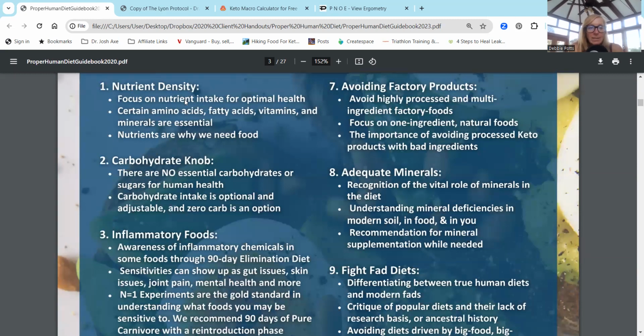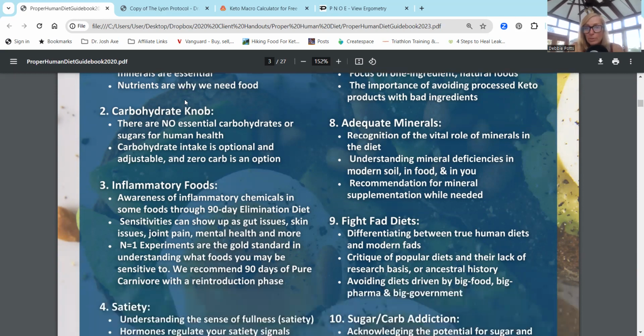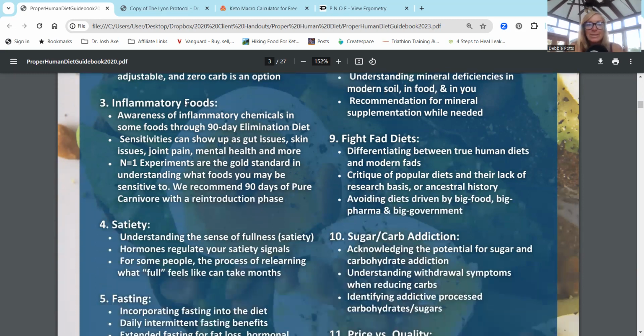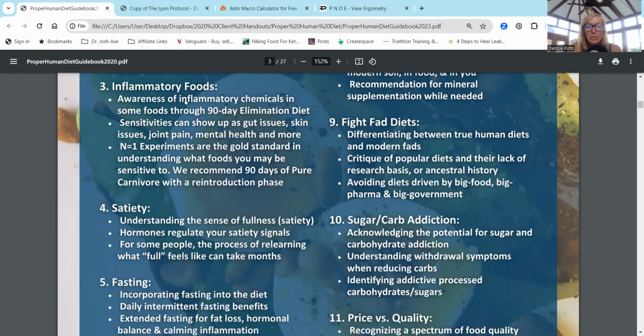So nutrient density, there are no essential carbohydrates or sugars for human health. Carbohydrate intake is optional and adjustable. Zero carb is an option for you unhealthy, inactive people. Some people don't need as many carbs. It depends on your intensity. So don't eat them because you got permission. Eat them because you earned them and you're trying to do those 20-second sprints correctly.